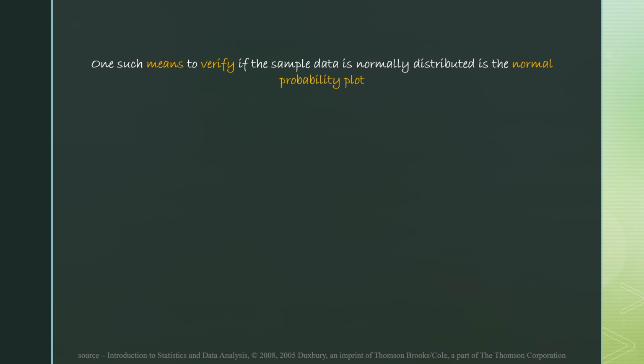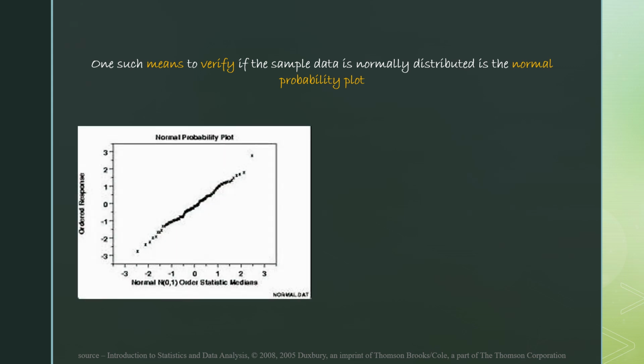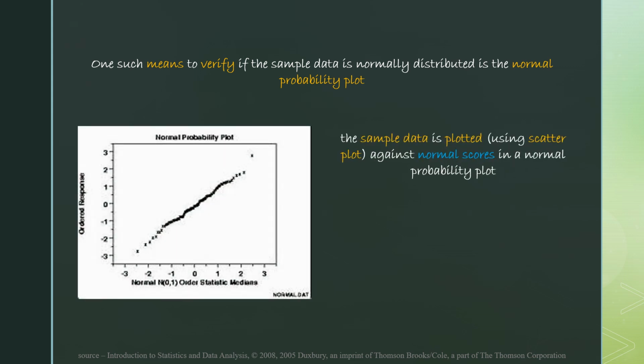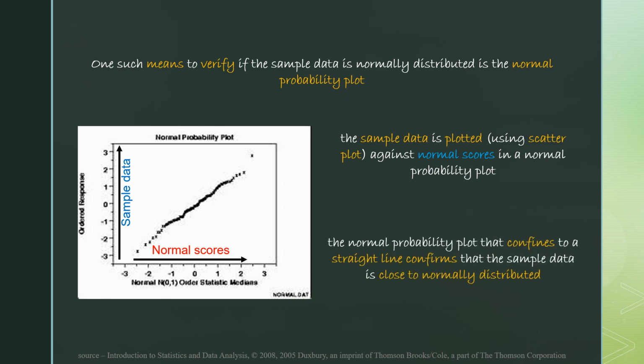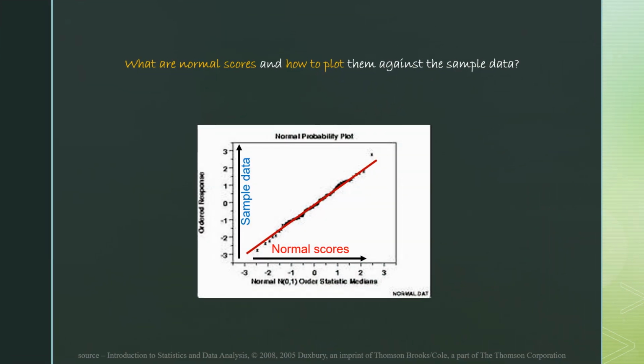One such means to verify if the sample data is normally distributed is the normal probability plot. In a normal probability plot, the sample data is plotted using a scatter plot against normal scores. A normal probability plot that conforms to a straight line confirms that the sample data is close to normally distributed. What are normal scores and how to plot them against the sample data?